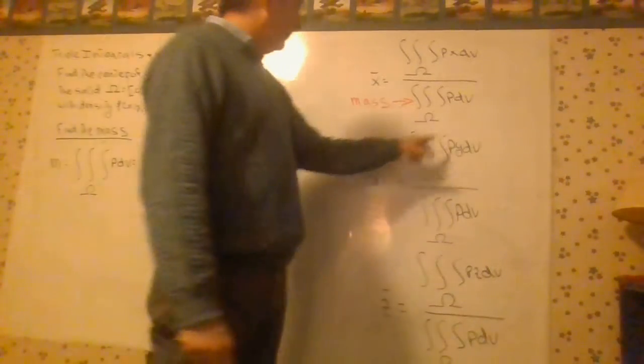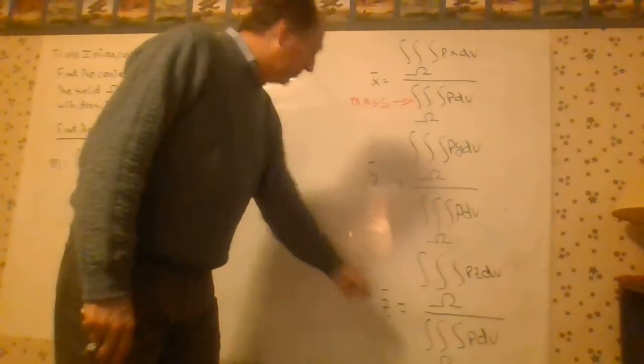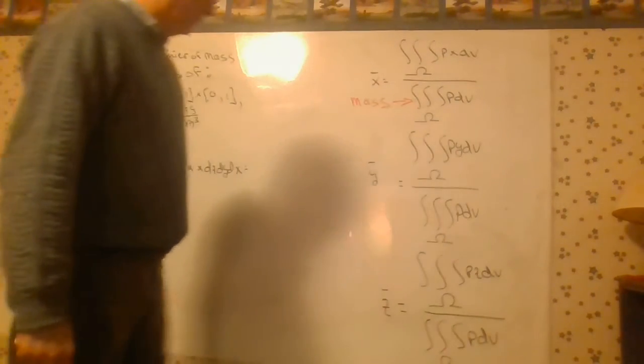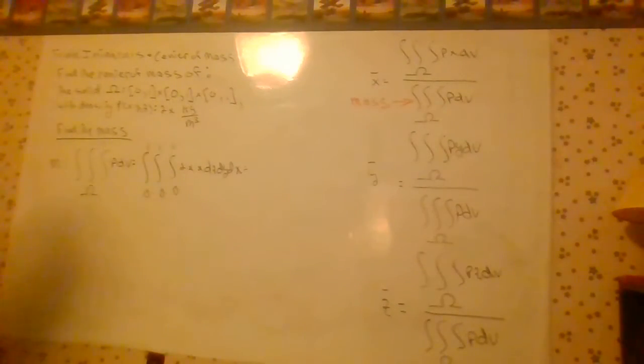The y coordinate, we just change x to y. For the z coordinate of the center of mass, we just change y to z. A fairly simple symmetric formula.